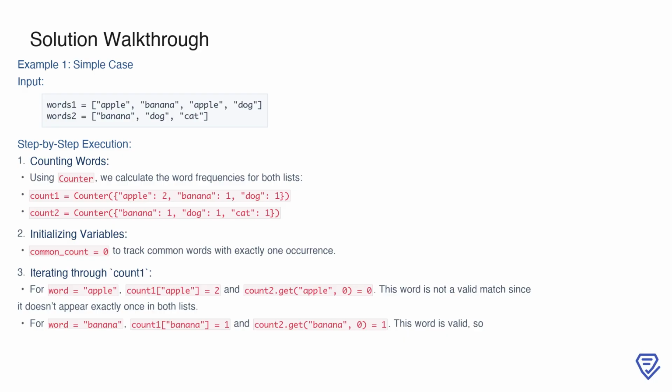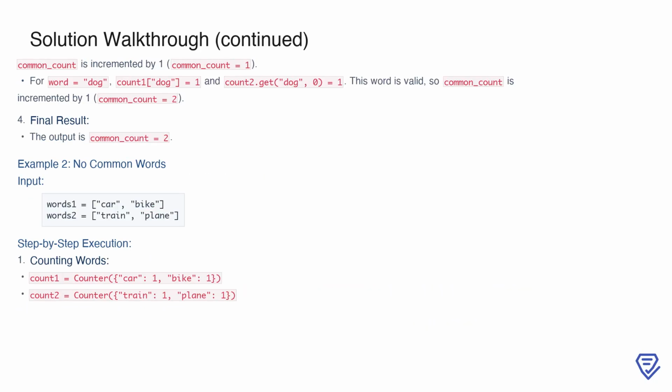Continuing with the iteration, the next word is dog. It also appears exactly once in both lists, so we increment common_count again, bringing its value to 2. At this point, we have finished iterating through count1, and the final value of common_count is 2. This means there are two words, banana and dog, that meet the criteria of appearing exactly once in both lists. The output for this example is common_count equals 2.